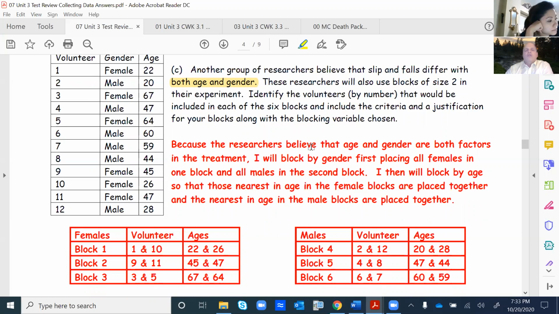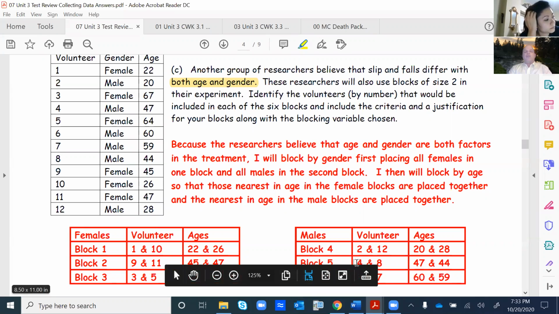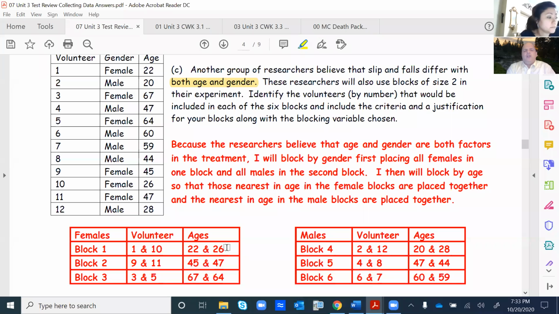All right, so I'm going to tell you as a hint, if they ever say they want you to block by gender, do it first. Do block by gender first, then block by age. And so what you see here is I have a group of the female blocks and I have the male blocks. So there's no males in the female block and there's no females in the male block. And then among the females, I block them as close in age as possible, and the same with the males.